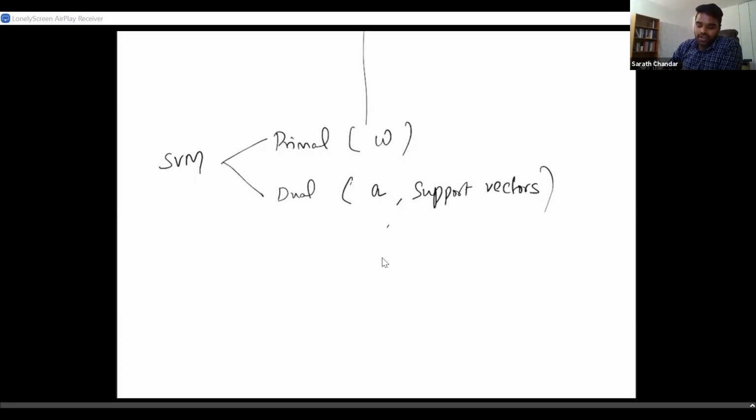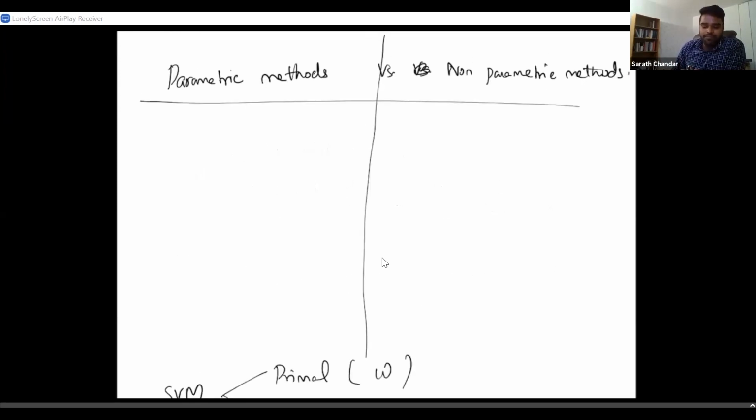Now, this is slightly different from the primal version. In the primal version, if you have 100 parameters, then you just have 100 parameters. It doesn't matter how many examples you have in the data set. But in the dual formulation, the number of support vectors could vary based on the complexity of the task, right? For simple tasks, maybe there are only 3 support vectors. For complex tasks, maybe there are 100 support vectors or 1,000 support vectors. So this contrast in these algorithms can be captured by the idea of parametric versus non-parametric methods.